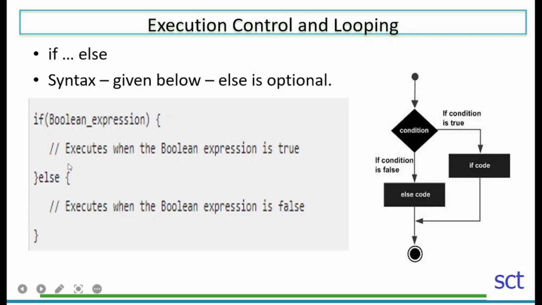And if can be written without an else condition also. You can write if, a boolean expression, and if it is true, then you write all these things. That has been explained in the flow chart. You can see that if the control comes to a condition, which is basically a boolean expression, and it is true, this if code will be executed. If the condition is false, then it will execute the else part and continue in the normal workflow.